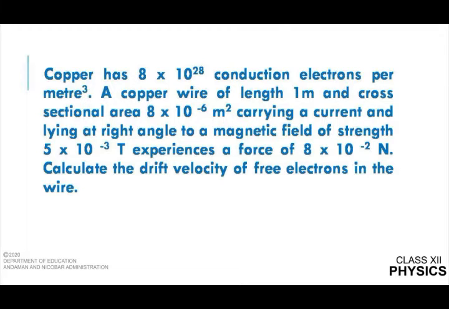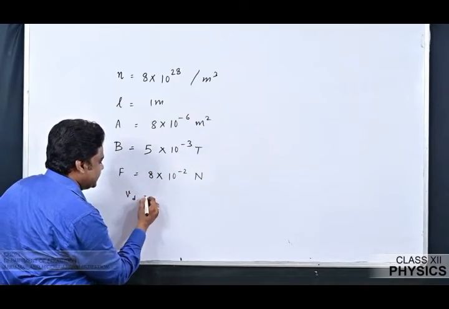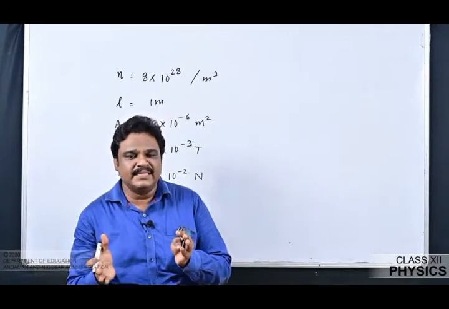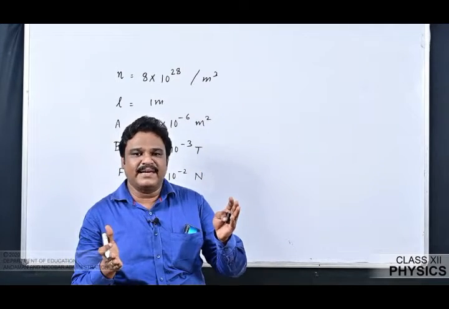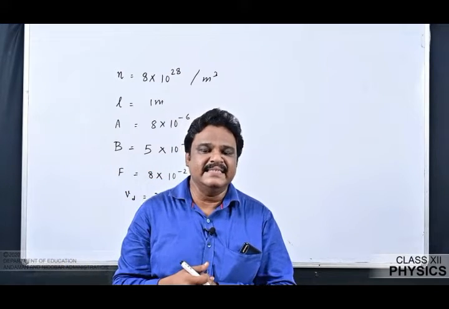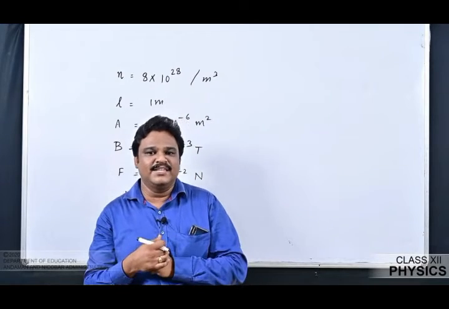What is the question? They are asking what is the drift velocity of free electrons in the wire. They are asking what is VD. So once again, I think it is a fusion question. Obviously, we are going to use some of the facts of current electricity also. Ultimately they are asking the drift velocity, but we are going to incorporate the magnetic Lorentz force also.